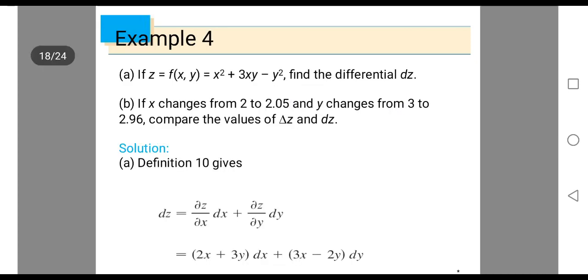Okay, there we go. That's example number 4. In this example it says, if z is equal to f of x, y, that is equal to x squared plus 3xy minus y squared, find the differential dz, the total differential. And we have the b part as well. In the b part it says, if x changes from 2 to 2.05 and y changes from 3 to 2.96, compare the values of delta z and dz.